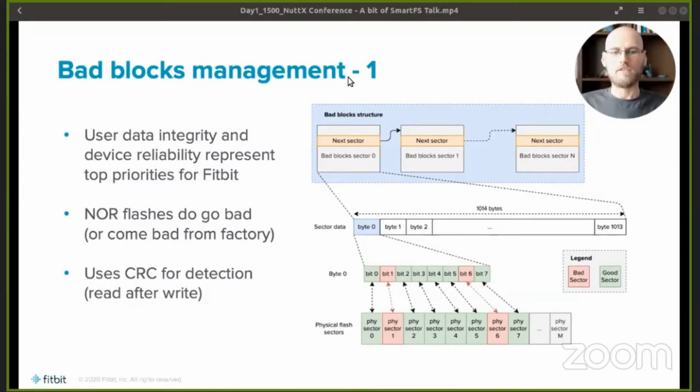Let's talk about this diagram here. The blue box represents our bad block structure, the hidden file. Just like a file, it is made up of several logical sectors linked together. The content of the first sector is shown below. In our configuration, a bit stores the health of one physical sector. If the bit is 1, its associated physical sector is good, colored with green. If the bit is 0, its associated physical sector is bad, colored with red, and it will never be allocated.